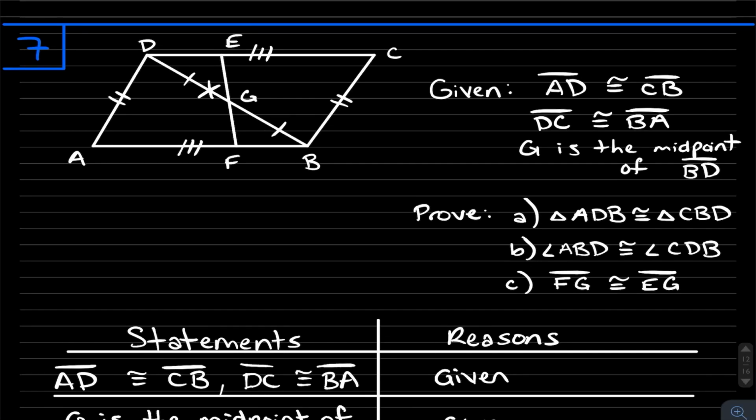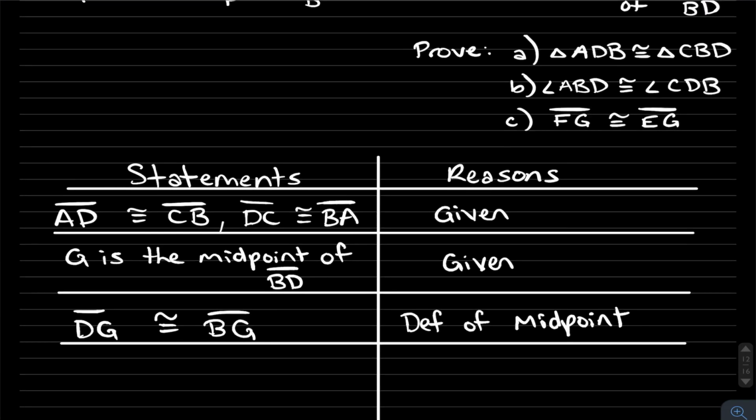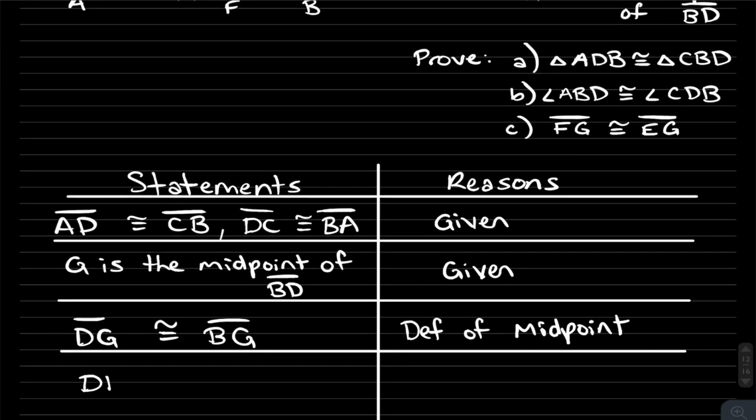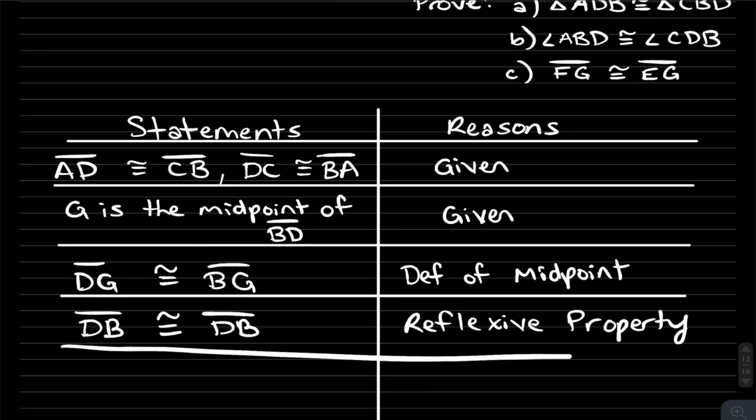And the reason why I'm even talking about that is because these two triangles share that side, right? We already know that this side is congruent to this side, and this side is congruent to this side. Now we just have to show that this side is congruent to itself. And that's by the reflexive property. And so we write that segment DB is congruent to itself by the reflexive property. Awesome.